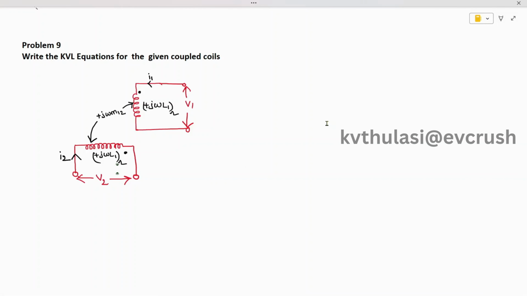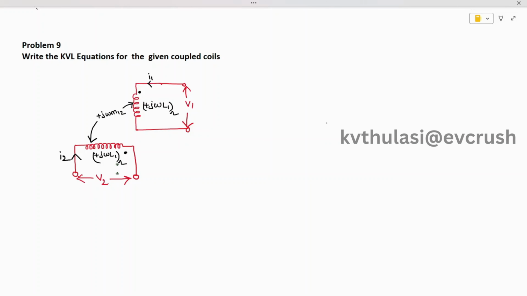So today we are going to write down the KVL equations for the given coupled coil. Let us assume that this is a transformer primary and this is a transformer secondary. So this is a transformer equivalent circuit indicating the primary winding as well as the secondary winding.